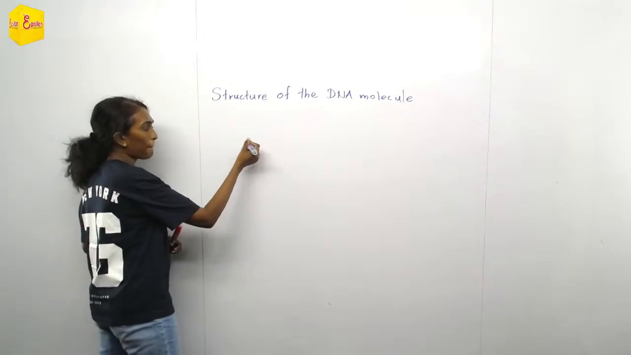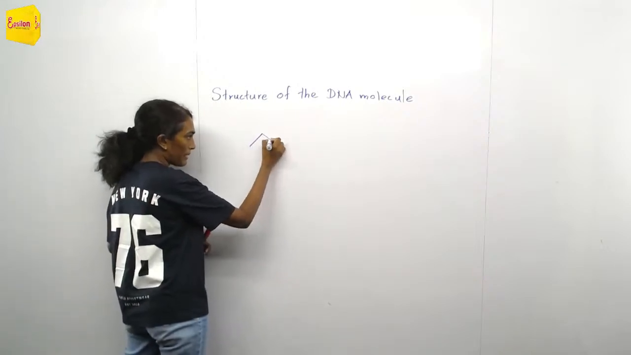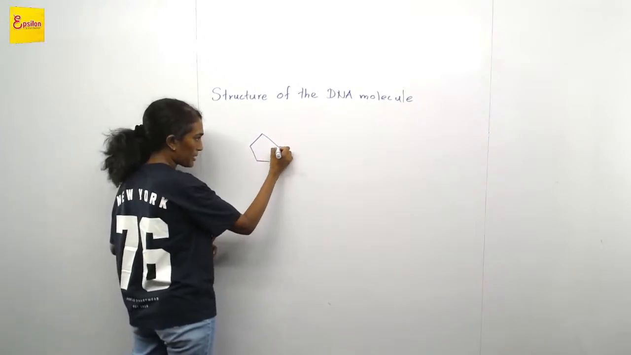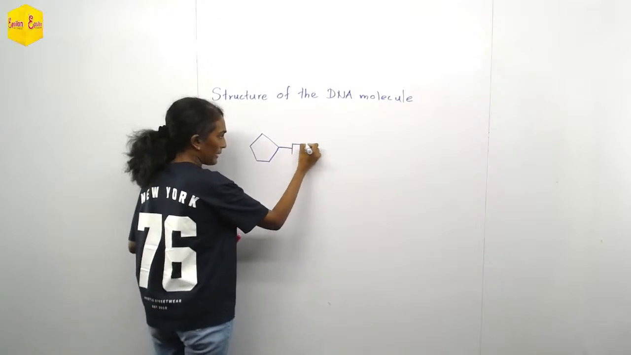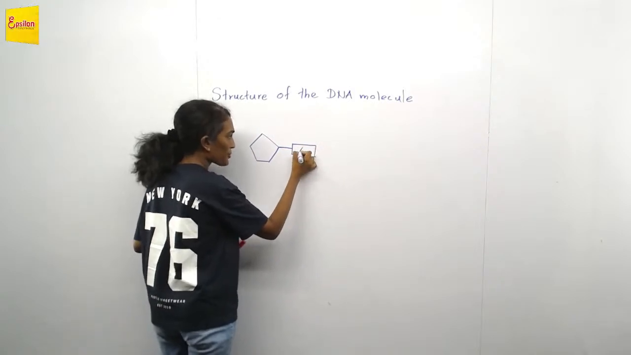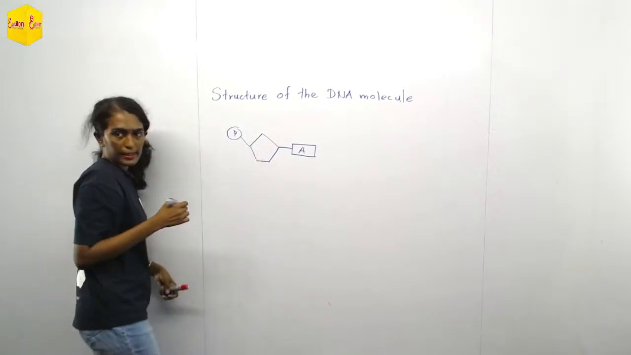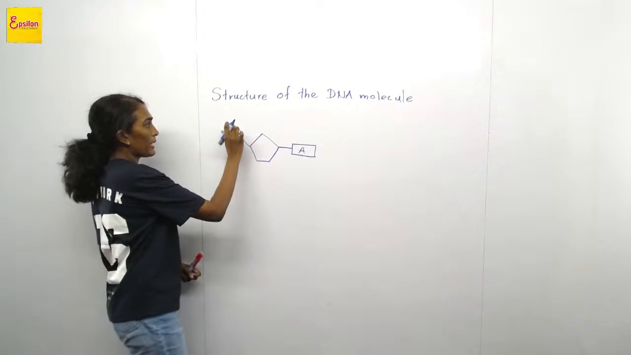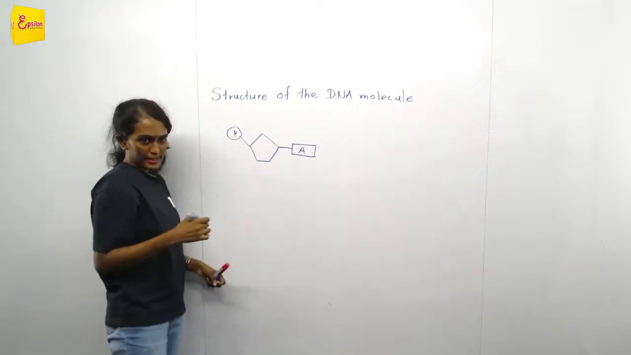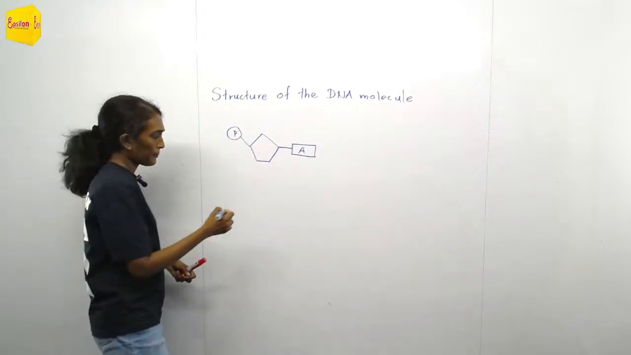Now see, there is one nucleotide having the nitrogenous base adenine, let's say. So here is the phosphate group. Alright? That day I explained how a phosphodiester bond forms, no? Isn't it?